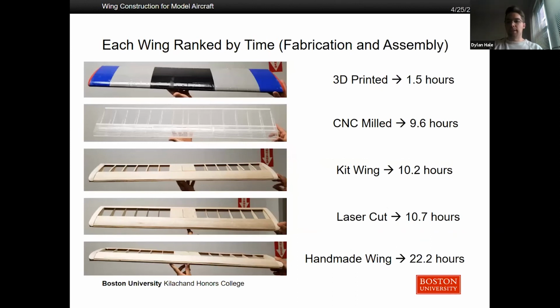In terms of total assembly and fabrication time, the 3D printed was the fastest. It only took 1.5 hours to assemble. The fabrication time isn't included in that number because 3D printing is the only method where you can upload your design, leave while it prints, and come back later and your part would be done. You don't have to be there the whole time. The other 2 methods, laser cutting and CNC milling, you have to be actually present while you're cutting all these parts out. The CNC mill took the second least amount of time at 9.6 hours, followed by the kit wing at 10.2, the laser cut at 10.7, and then the handmade wing at 22.2, which was absolutely the worst time due to its very difficult nature to make.